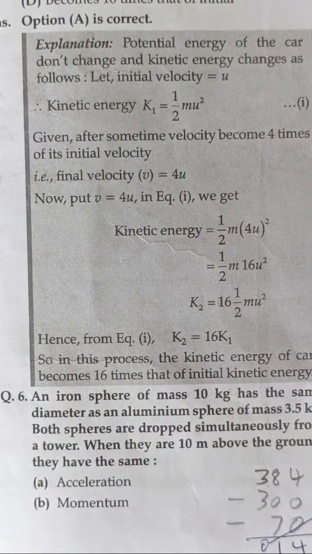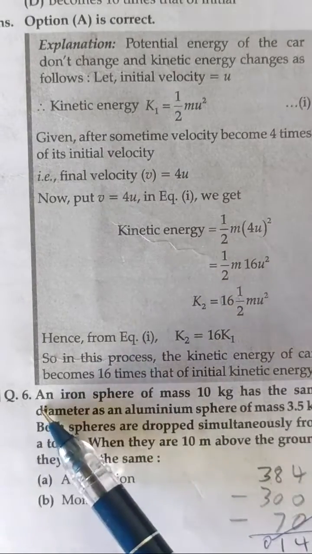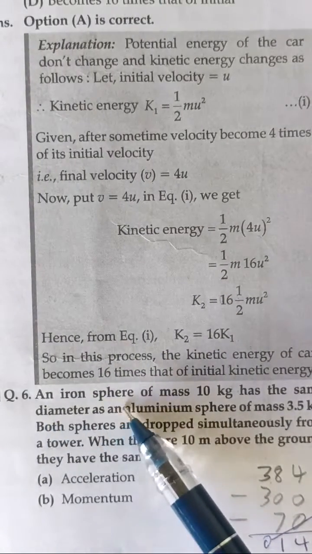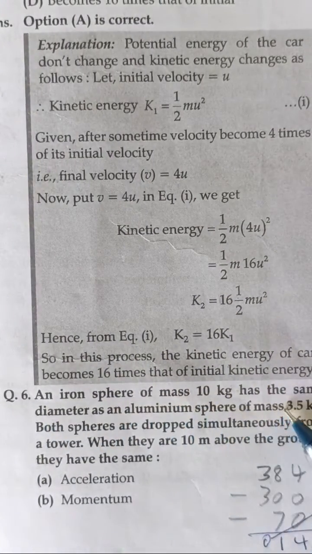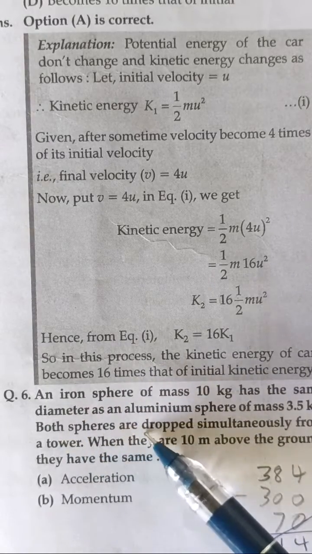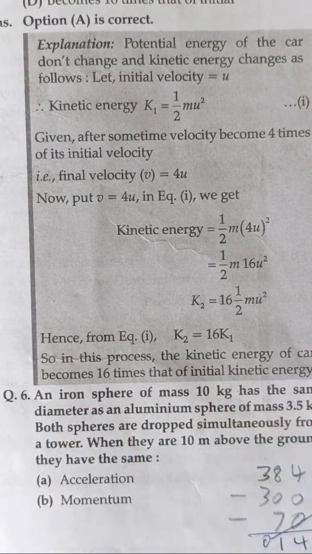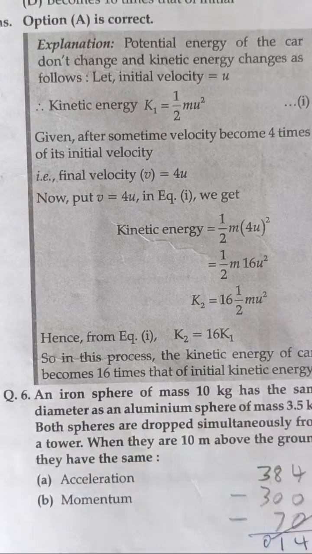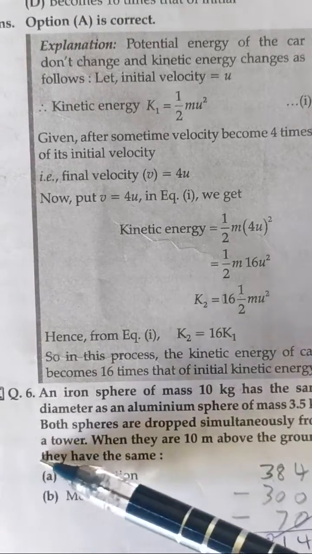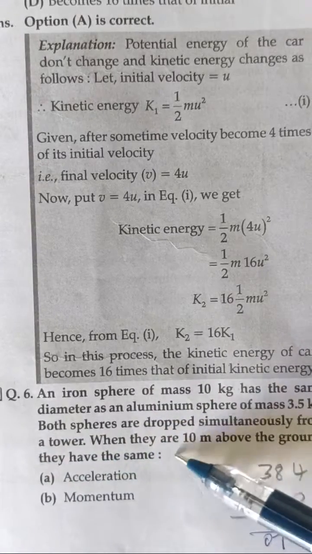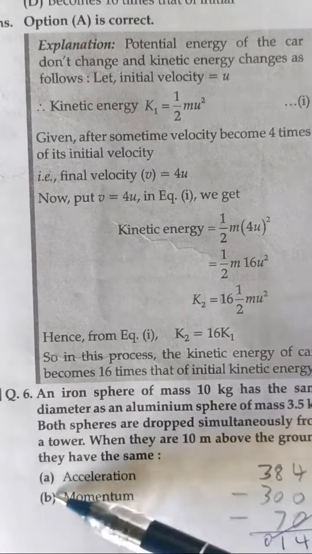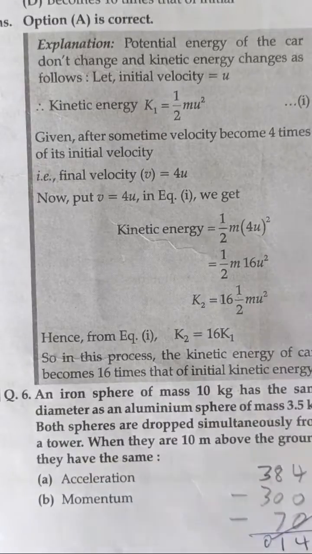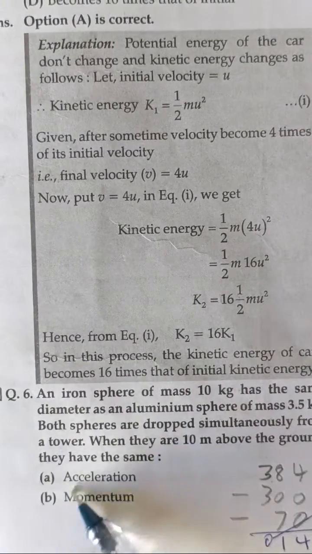Question number 6. An iron sphere of mass 10 kg and an aluminium sphere of the same diameter of mass 3.5 kg. Both spheres are dropped simultaneously from the tower. They are 10 meter above the ground. They have the same, answer is acceleration.